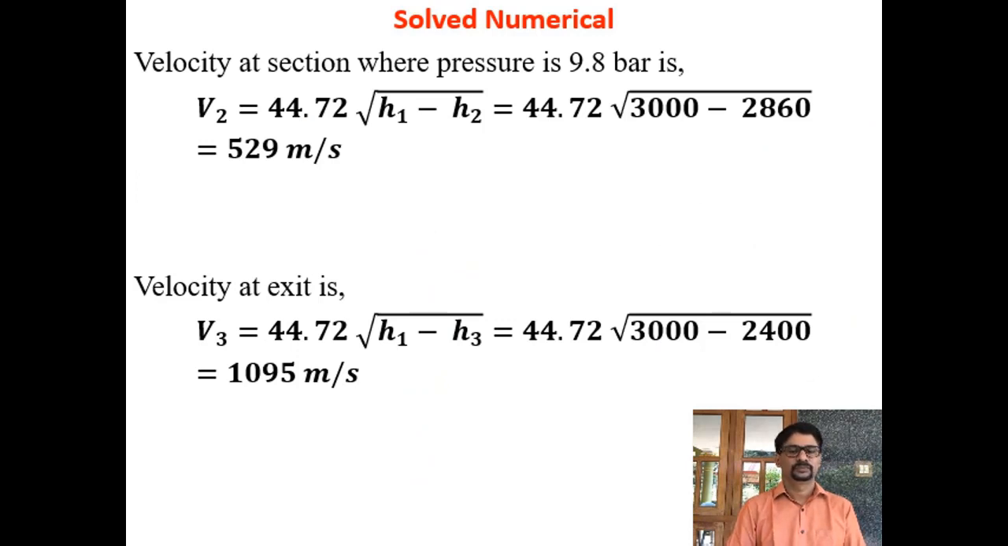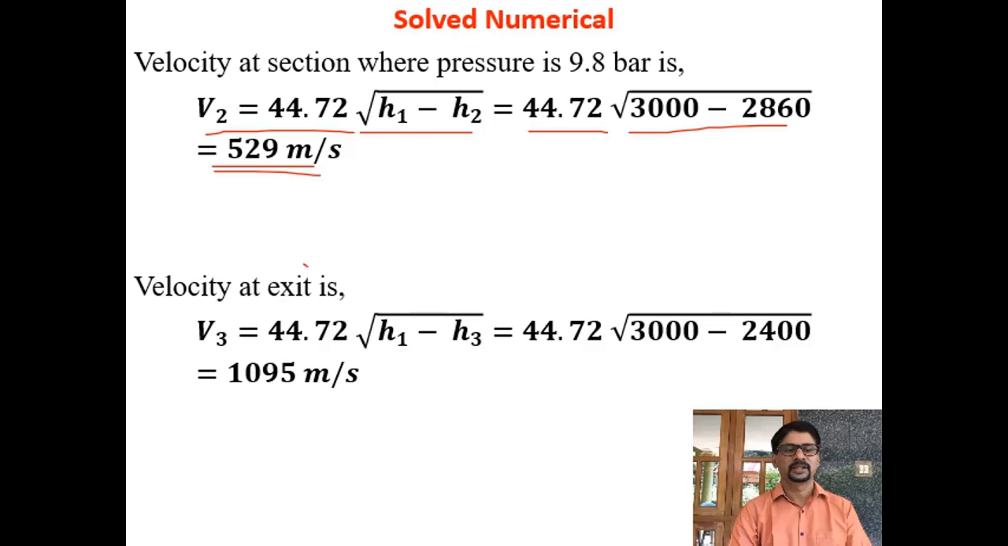Now let us find out the velocity at the section where pressure is 9.8 bar. So V2 is equal to 44.72 root of HD. HD is nothing but H1 minus H2 for section 2. So it is 44.72 root of 3000 minus 2860. So you'll get it as 529 meter per second.